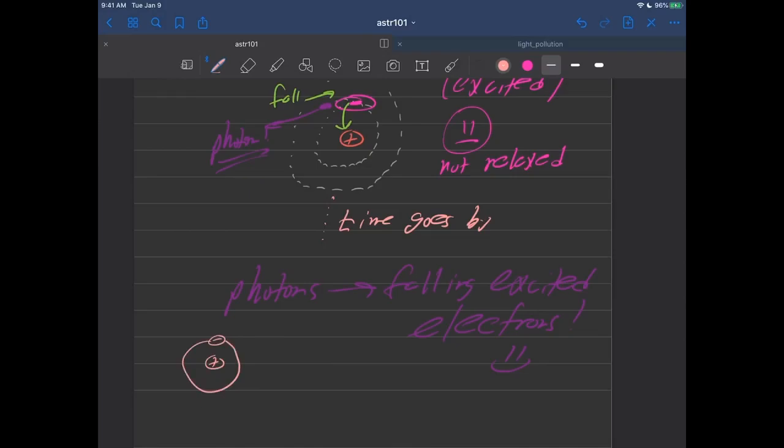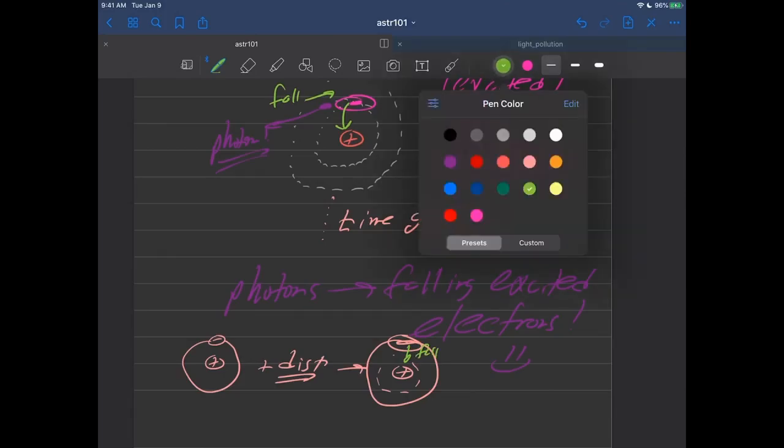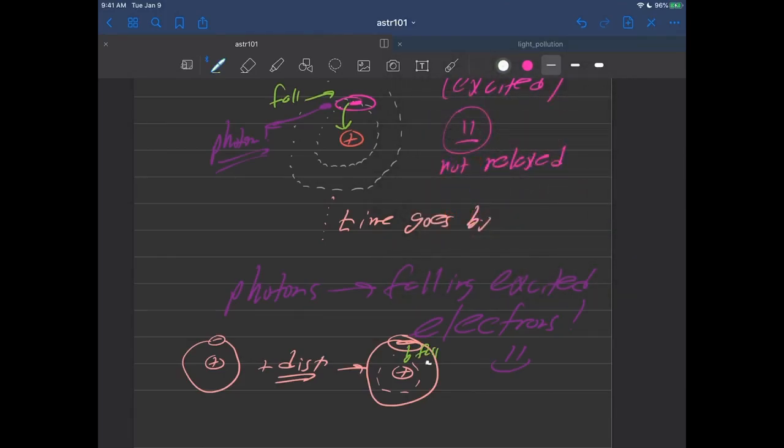Here's the atom. You disturb it. And what will happen then is the atom will be, here's that other state here. Here's the excited one with the electron in it. And what will happen is the electron is going to want to fall. And when it falls, out comes a photon. So that's the story of where photons come from.